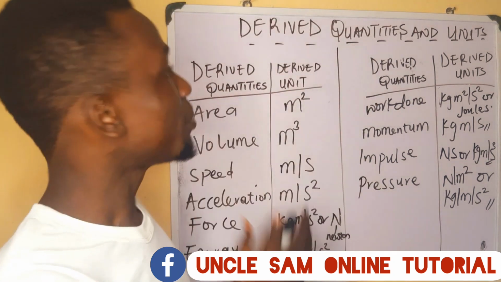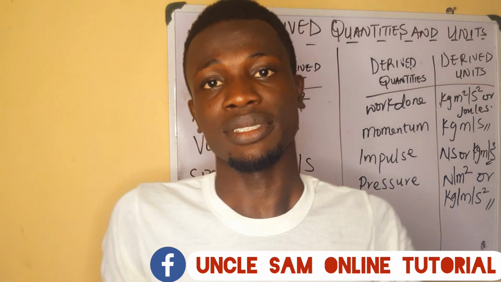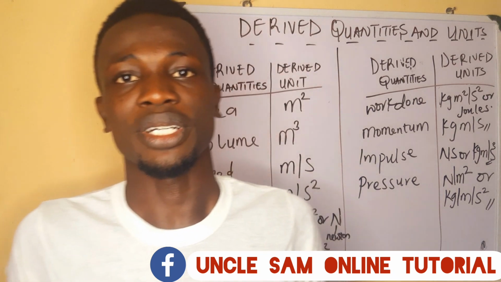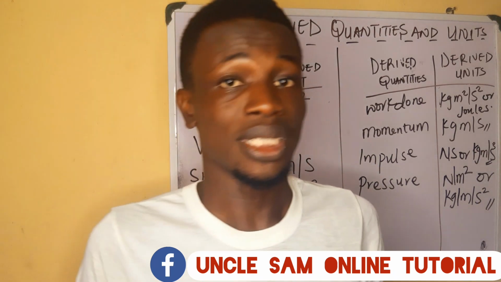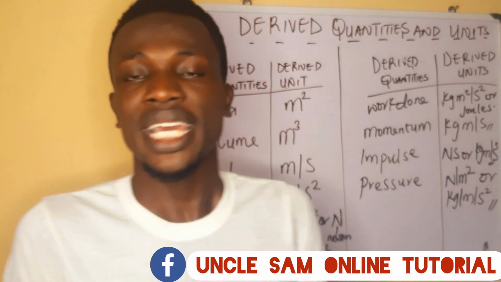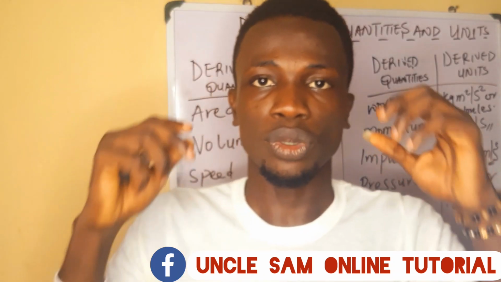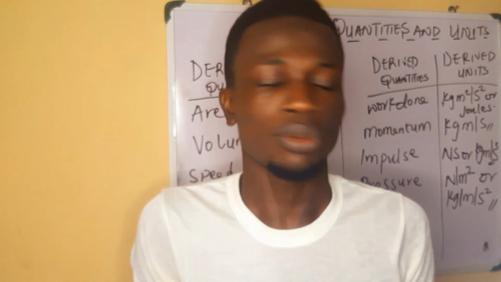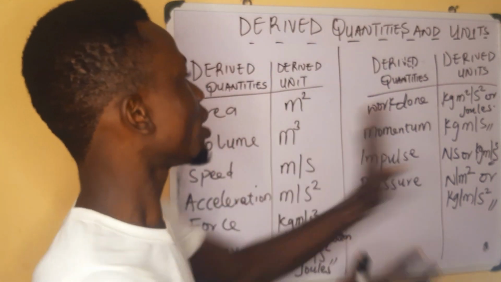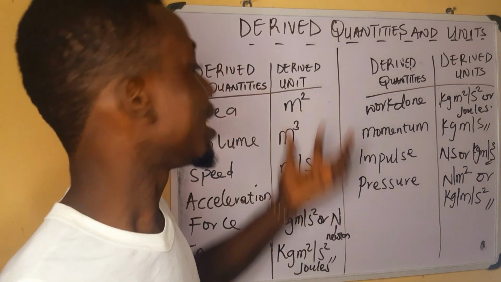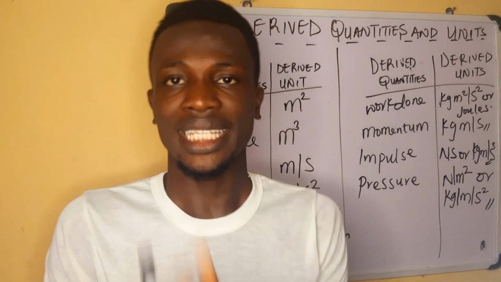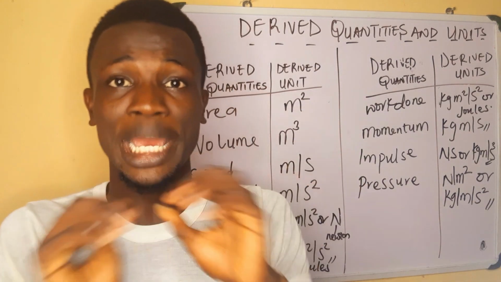So remember, we started from defining that derived quantities are quantities that were gotten from a simple combination of the fundamental quantities. Same thing with the derived units. They are gotten from a simple combination of the fundamental units. So we listed some of the derived quantities that we have in physics, and they have different units. In the next class, I'll be discussing dimension.